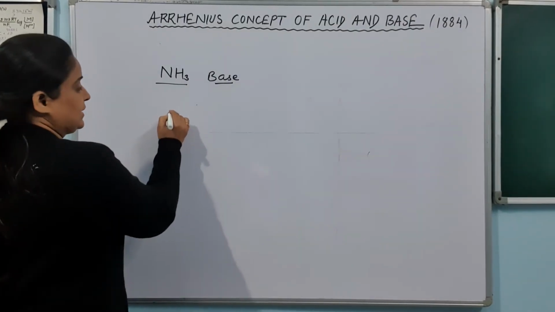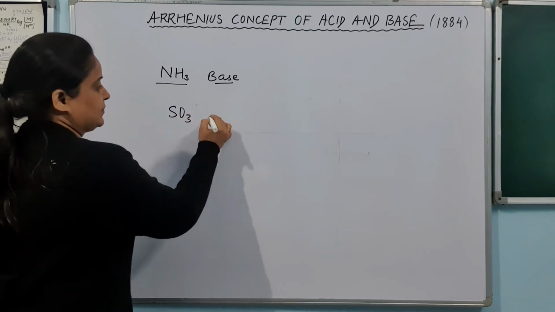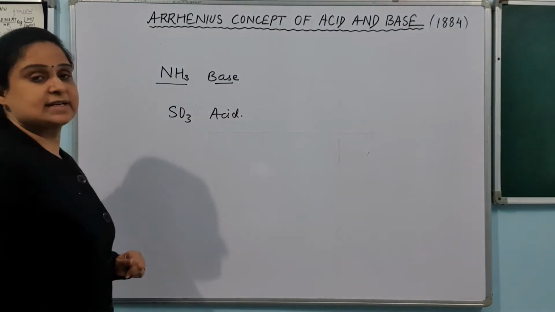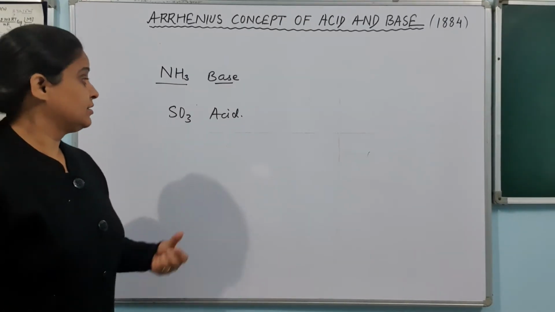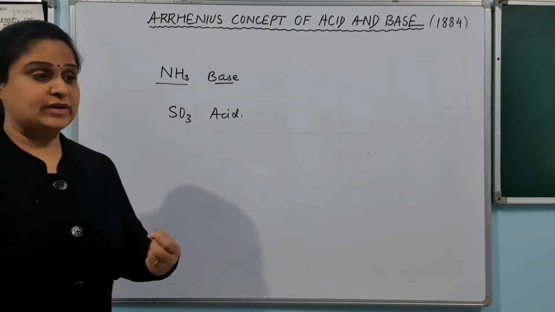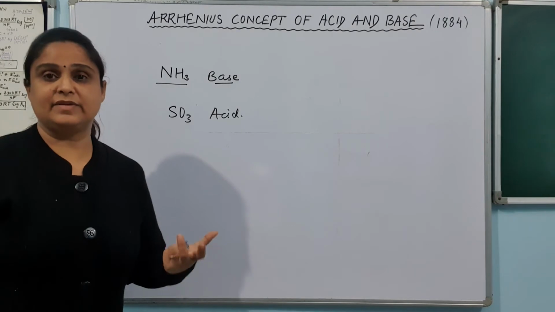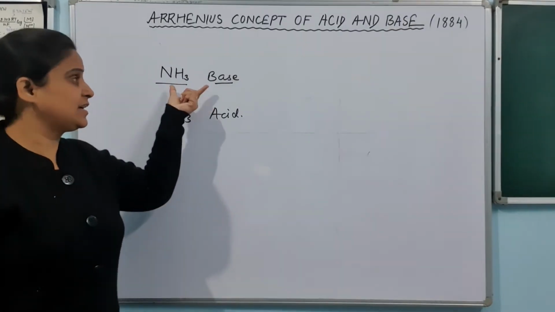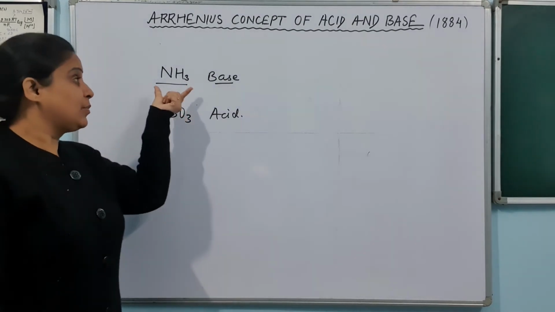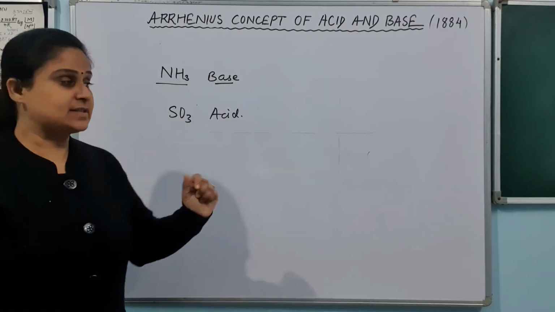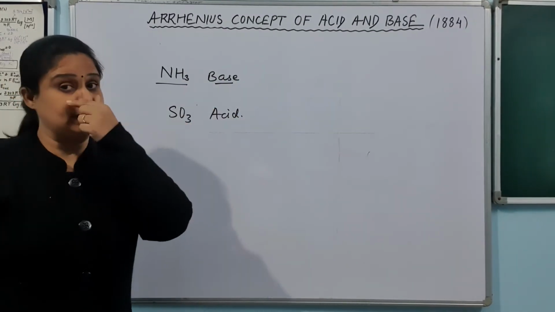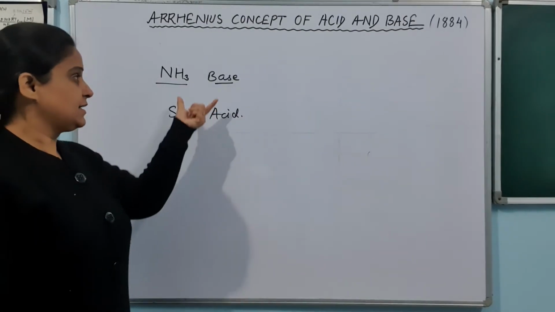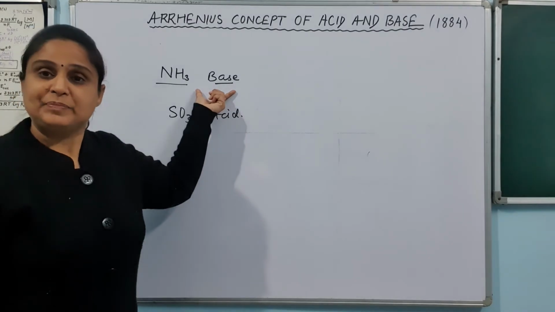In the same way, I can say that sulfur trioxide is an acid, acidic in nature. How can we explain the acidic behavior of sulfur trioxide and the basic behavior of ammonia, when ammonia does not release OH minus and sulfur trioxide does not release H plus ion? So how can I call this an acid and that a base?